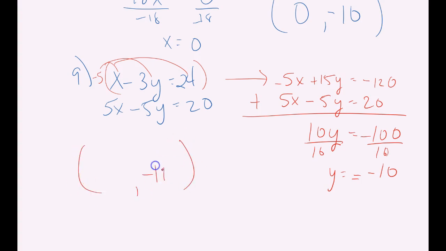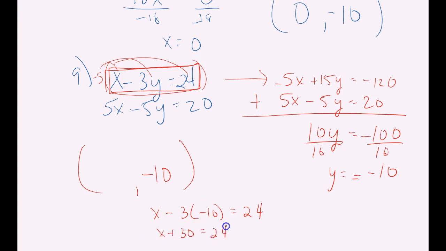So now that I know y is negative 10, how do I find x? Well, I'll just go back to this original one that I had here and plug in y is negative 10. So x minus 3 times negative 10 equals 24. And then I solve this out. So x plus 30 equals 24. So what number plus 30 is 24? Well, I'm getting negative 6. And if you can't do that in your head, subtract 30, and then you'll get it that way, okay? All right, so that's number 9.